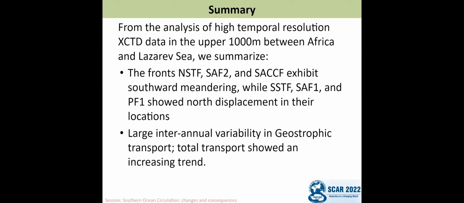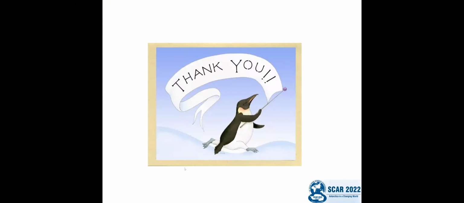So from this analysis of high temporal resolution XCTD data, which range from 0 to 1,000 meters, we found that the fronts, north subtropical front, SAF2 and south ACC front exhibited southward meandering, while SSTF, then sub-Antarctic front 1 and polar front showed a northward displacement in their location. Then we found large interannual variability in the geostrophic transport, and the total transport shows an increasing trend. So these are some of the findings that I would like to share with the audience.